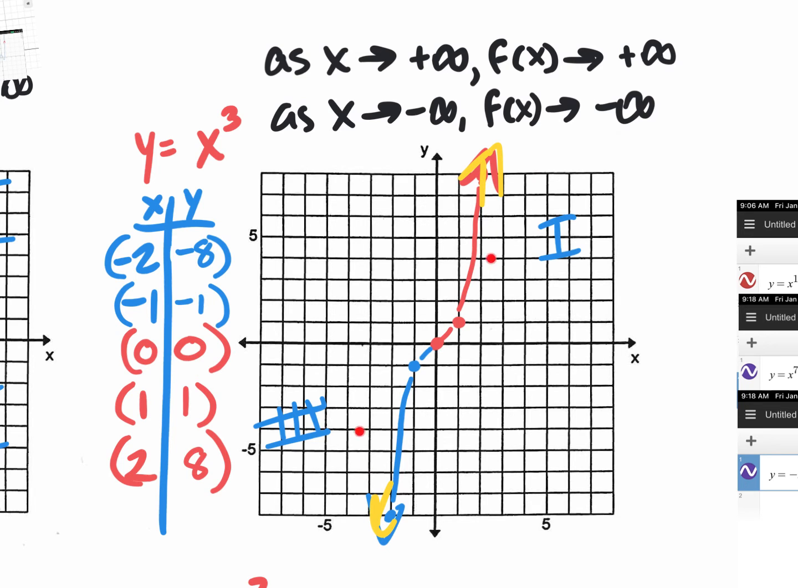The end behavior would flip. It would end up here and down here. Okay? Makes total sense. It's the same thing as a parabola. If you have a negative out there, it opens down instead of up. The end behavior gets flipped to the other side of the x-axis.